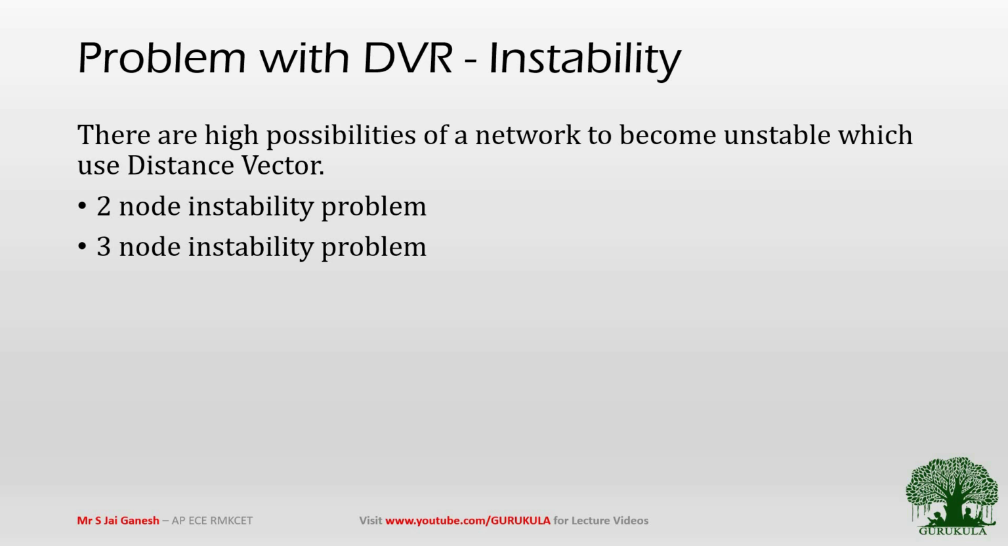Now we will talk about the various problems that are available in distance vector routing. Generally, there is a high possibility of a network becoming unstable when we use the distance vector algorithm. We could put those problems as two types: one is the two node instability problem and the other is the three node instability problem.